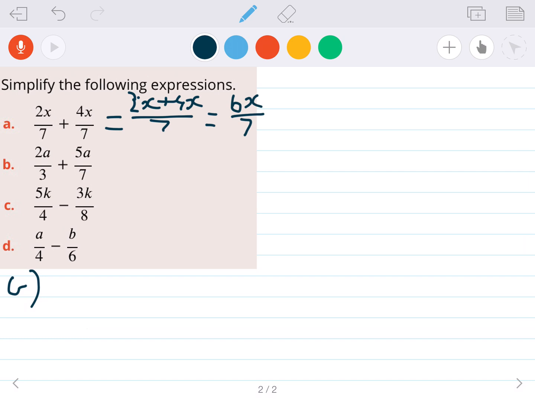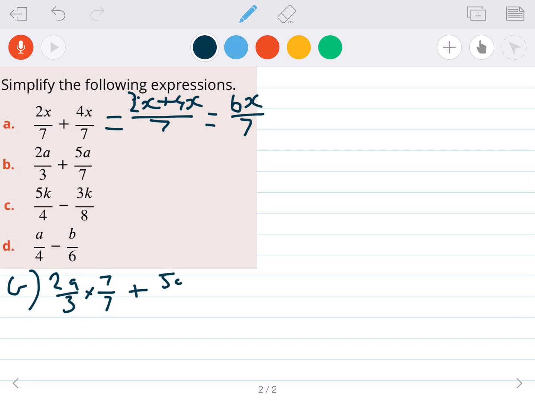So b, 2a over 3 plus 5a over 7. These ones don't have the same denominator. So with this, we need to actually get it the same. An easy way to do this is to multiply the denominators by each other. So with 2a over 3, we can actually just multiply this by 7 over 7, and this will give us our right denominator.